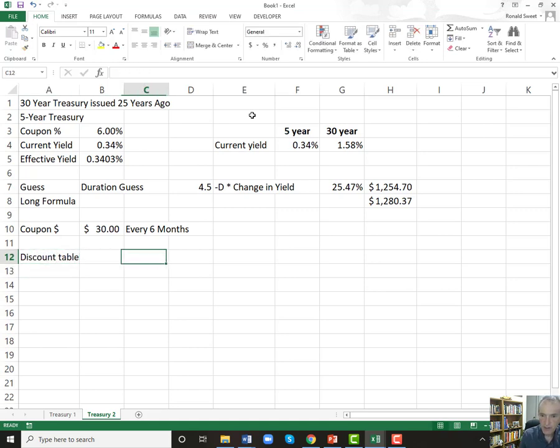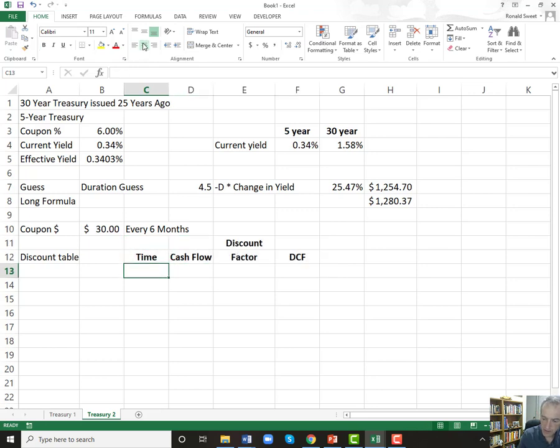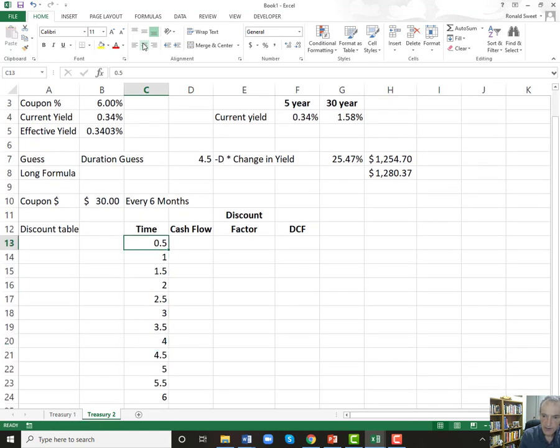It's the one that's required. So there we got time, we got cash flow, we've got the discount factor, we got the discounted cash flow. So we'll put all those in there. Time, we'll start half a year. Then we'll add a half year to each one of those and go out 10 periods or 5 years.